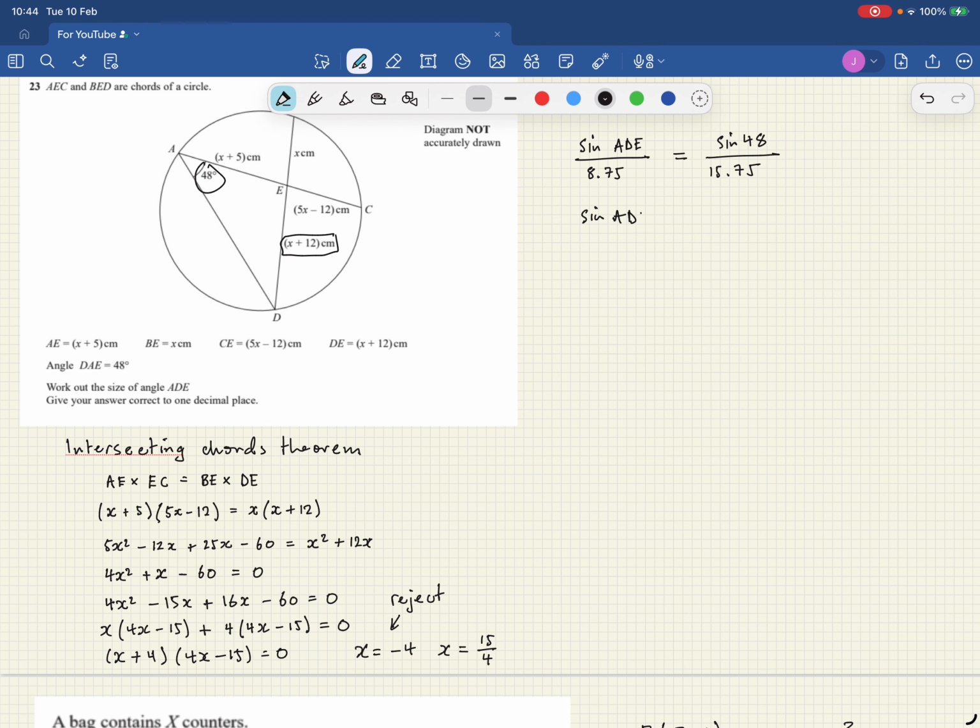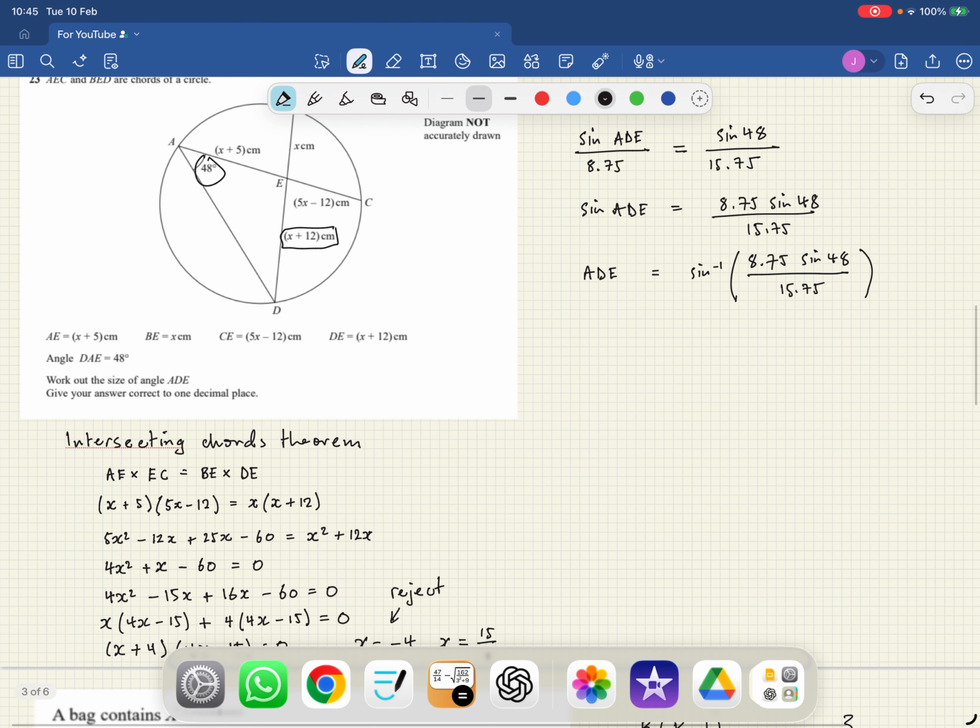You can now go to your calculator, even though you haven't got this. You could go an extra step here, but this is not necessary. Exam mark schemes don't insist that you do this, but you could say ADE is the inverse sine of, and you write this giant thing here, sine 48 over 15.75. But it isn't actually necessary. Either of those is sufficient. You have to write one or the other, but having done that, you can go straight to your calculator. Well, I will do that now.